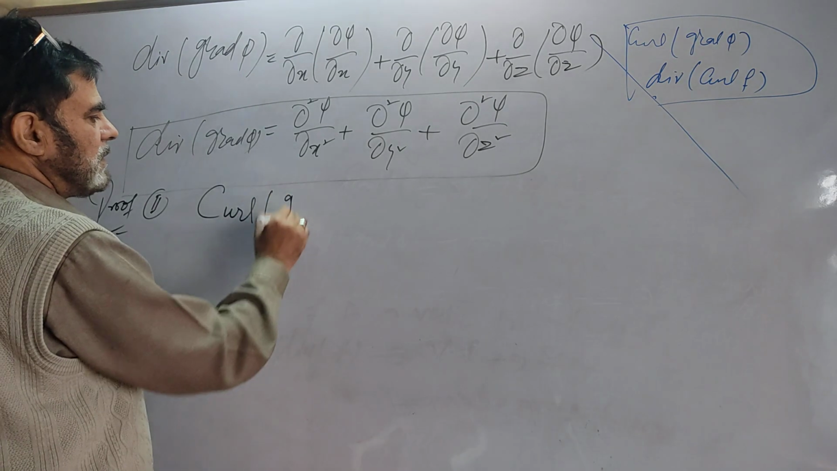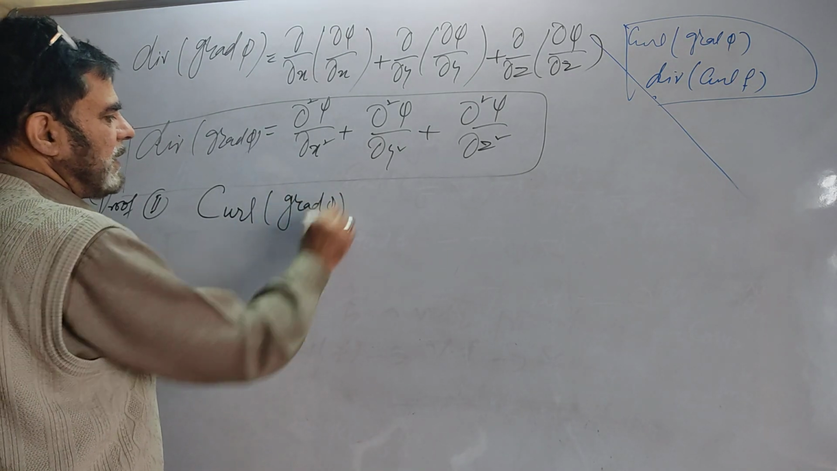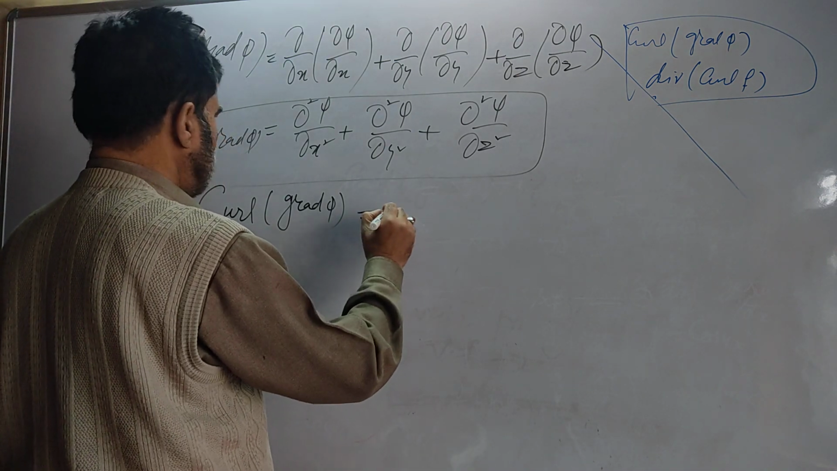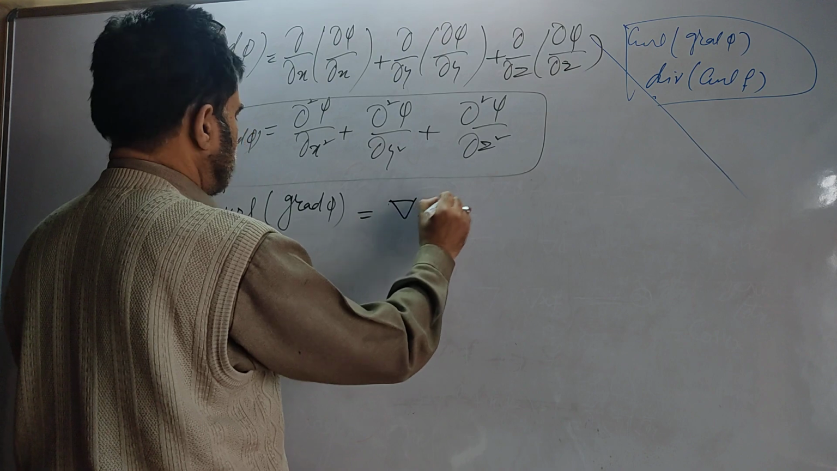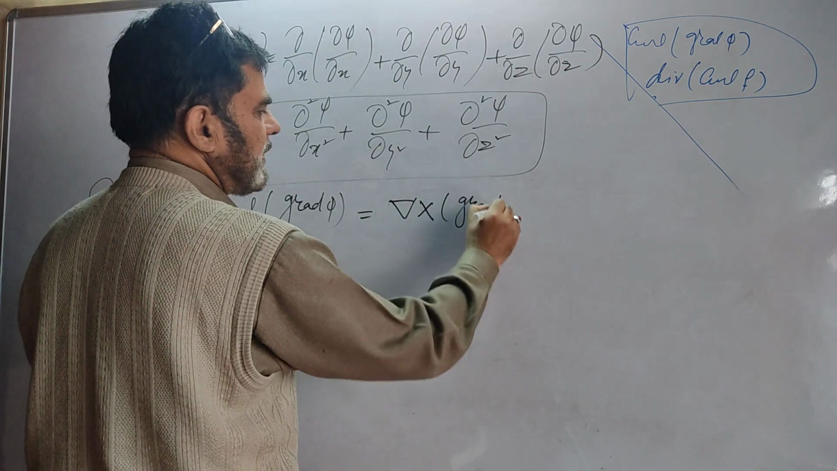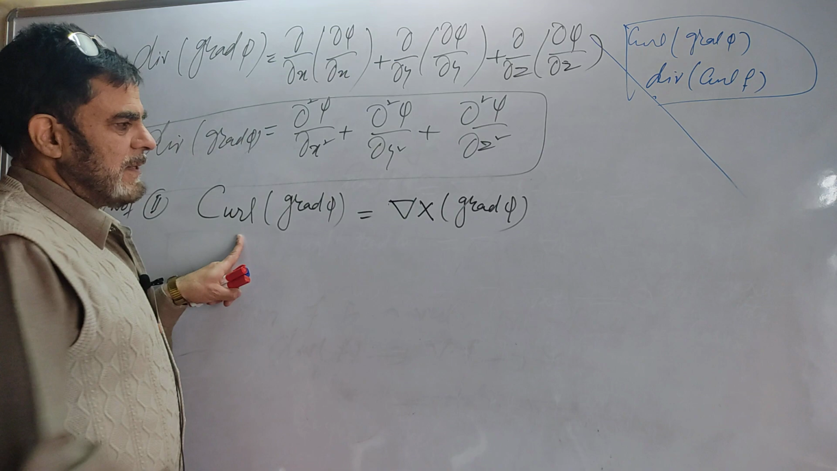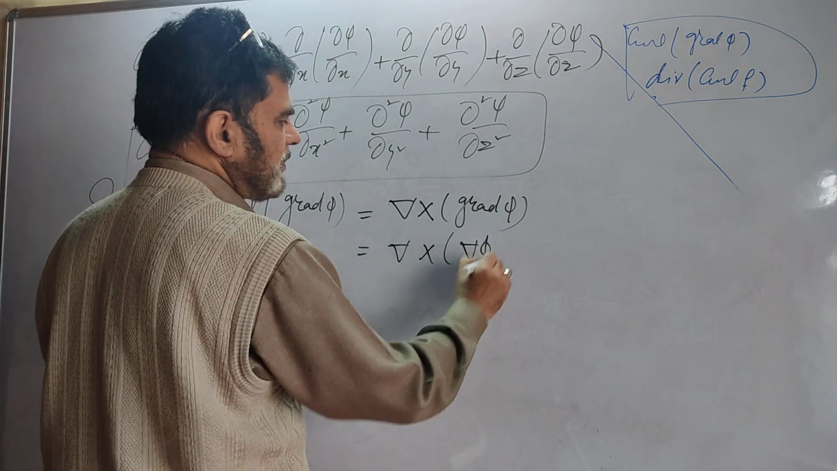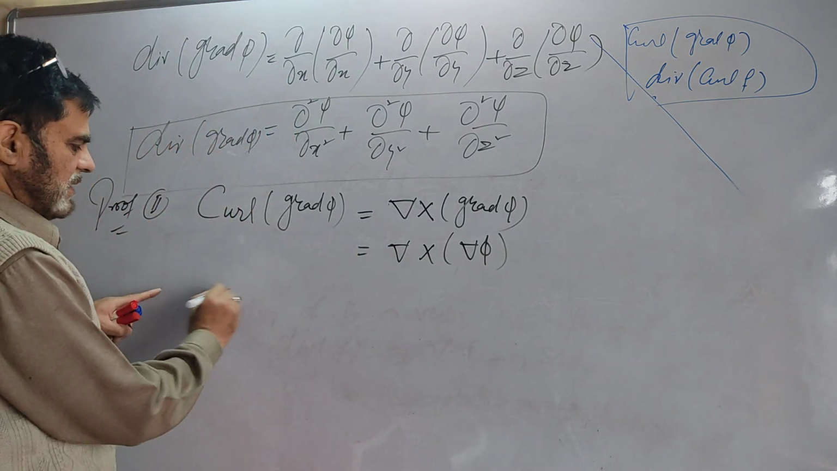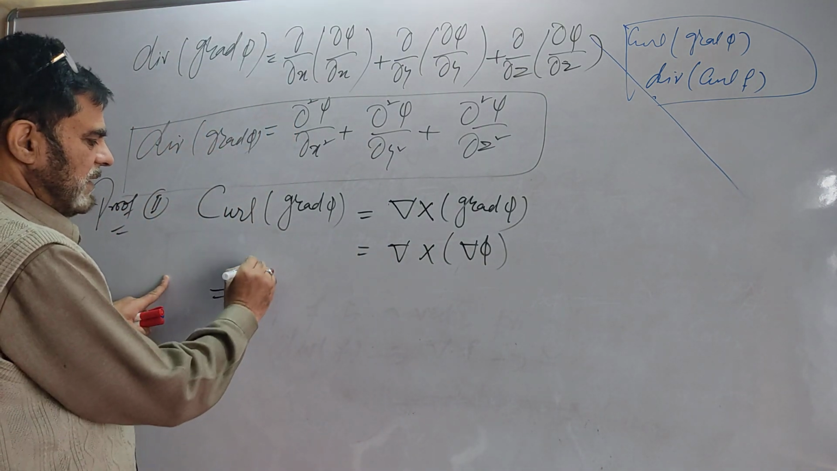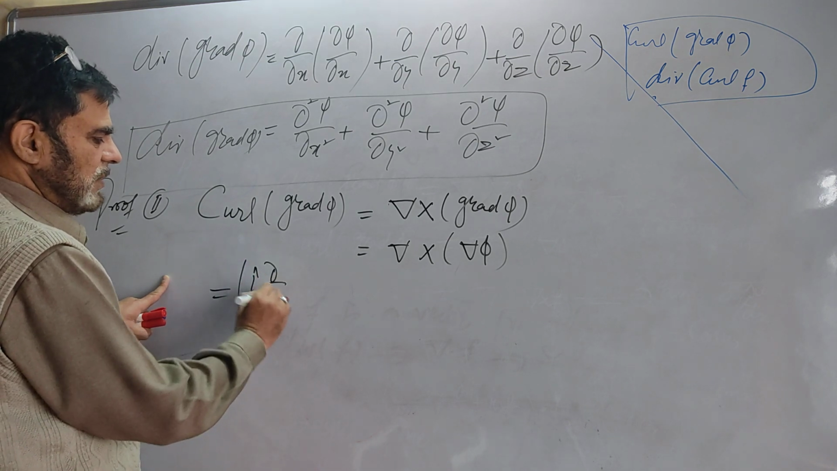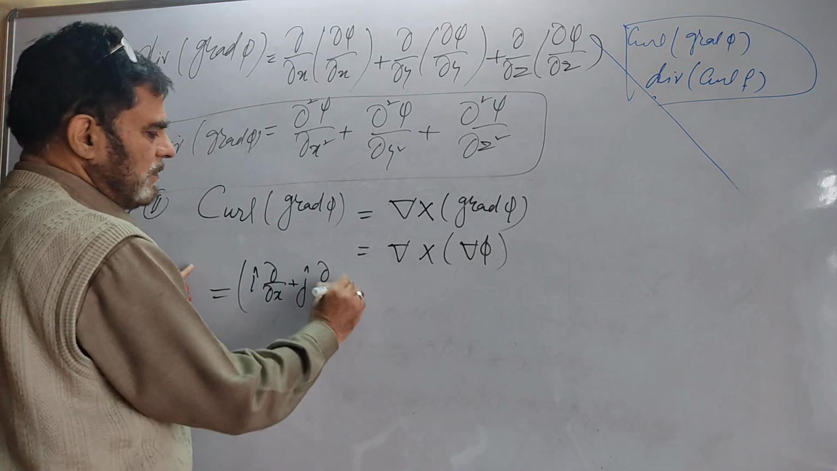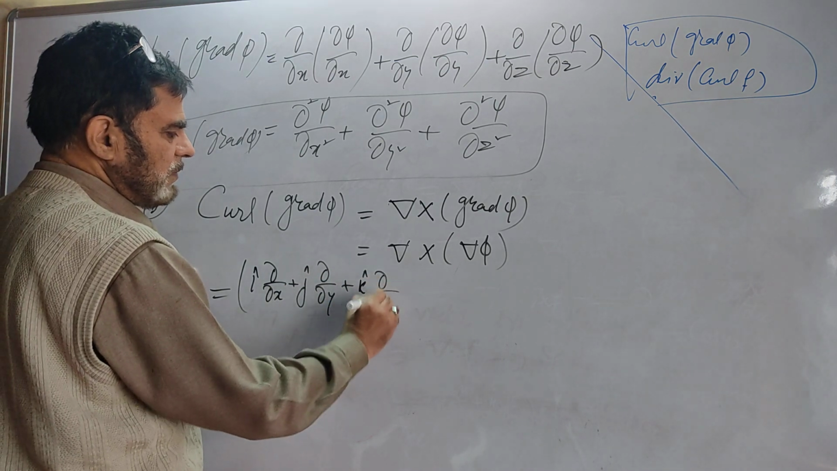Curl of gradient of phi. This is actually curl, you write it del cross gradient of phi. You can write it del cross gradient of phi, simply means del phi. And what is this del operator? It is your i dou by dou x plus j dou by dou y plus unit vector k dou by dou z.